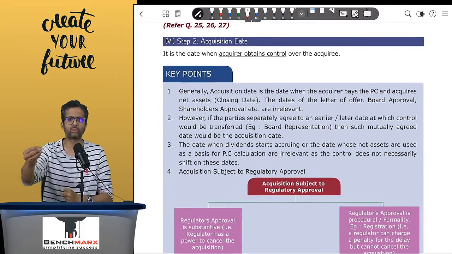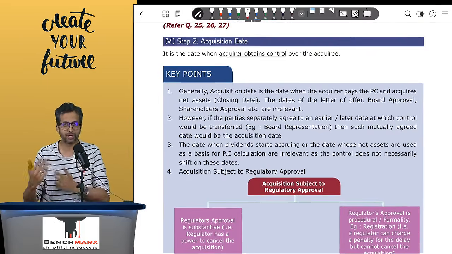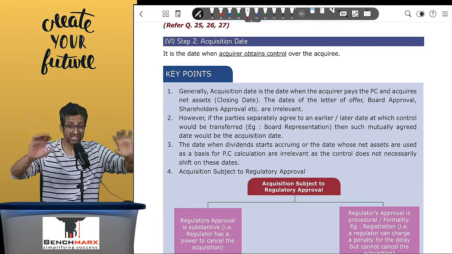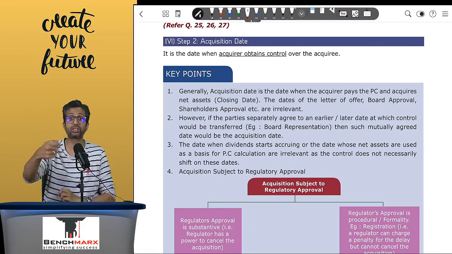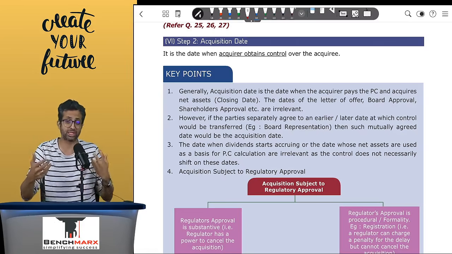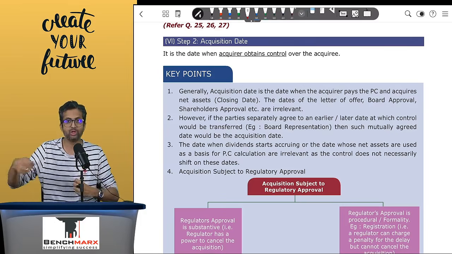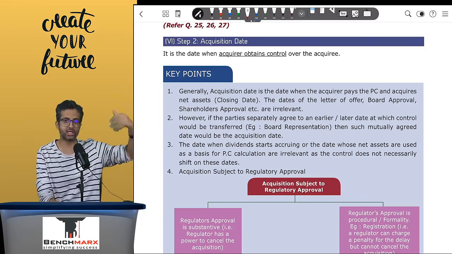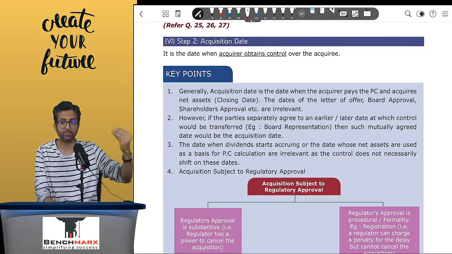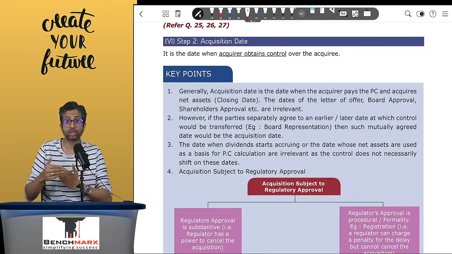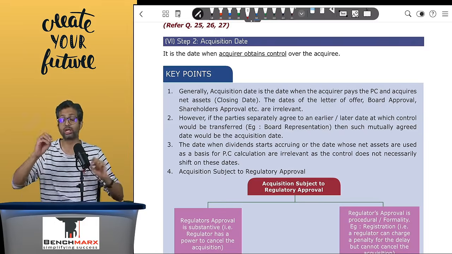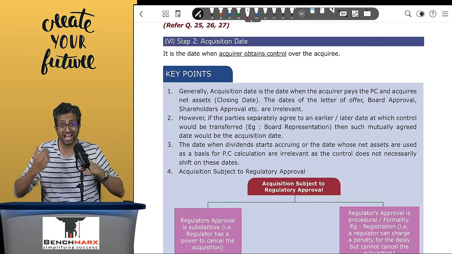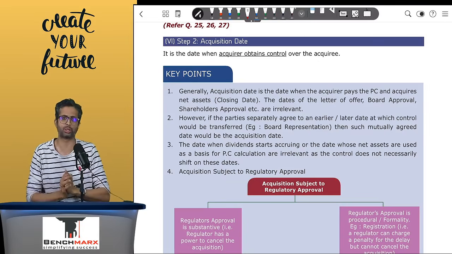Then is the acquisition date. Acquisition date is the date when control is obtained. Now there might be different dates, like you might give an offer, negotiations may be happening, shareholders may give approval, PC may be paid. Generally, if nothing is given, it is the closing date. Closing date is the date when, let us say, you obtain shares of the selling company and you can now vote and get the ability to direct activities. That should be the date when control is obtained. All the other dates are actually noise. However, sometimes the parties may mutually agree to an earlier or later date. If they agree to an earlier or later date when actual control, that is representation on the board, etc., passes, then we will say that the mutually agreed date can be the acquisition date.